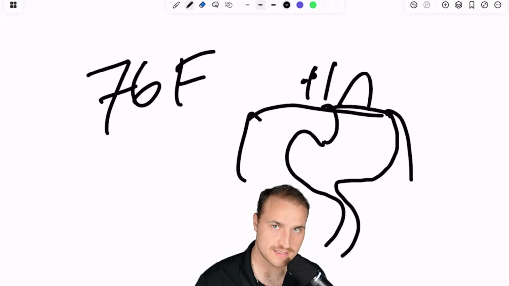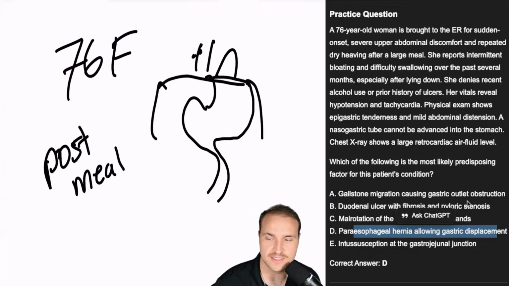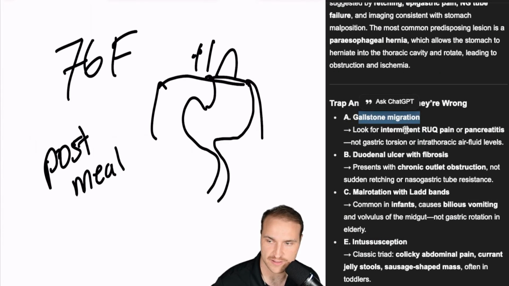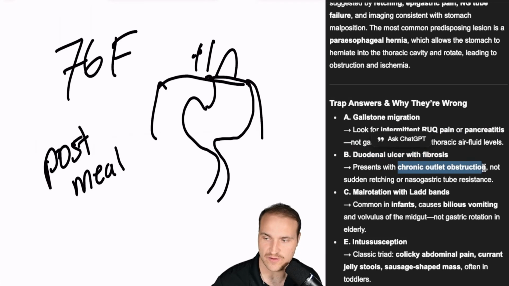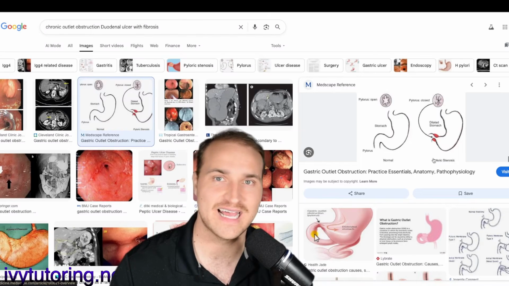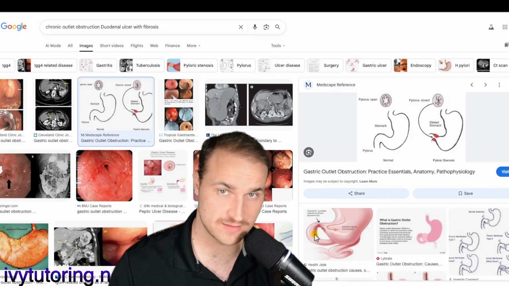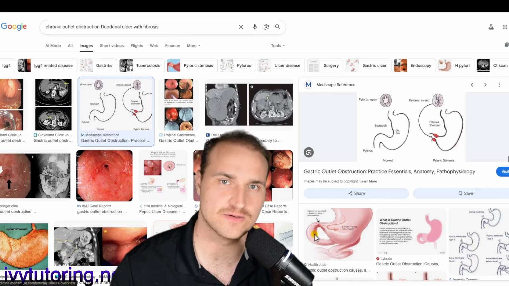And the clues that tell us it's an underlying chronic hernia condition would be that history of post-meal bloating and dysphagia. So that's why our answer is D. Trap answers, gallstone migration. There you'd have intermittent right upper quadrant pain and pancreatitis. Duodenal ulcer with fibrosis. That would present with chronic outlet obstruction. So in that gastric outlet obstruction is where you have persistent vomiting, early satiety, because there's a mechanical obstruction.